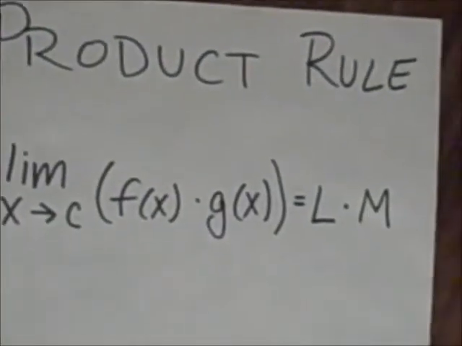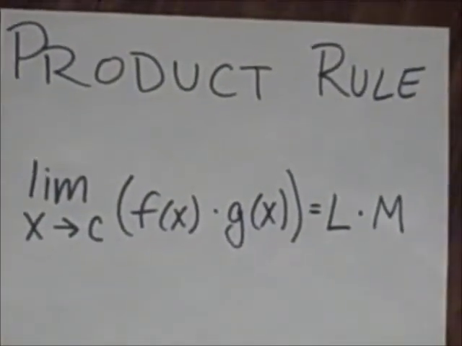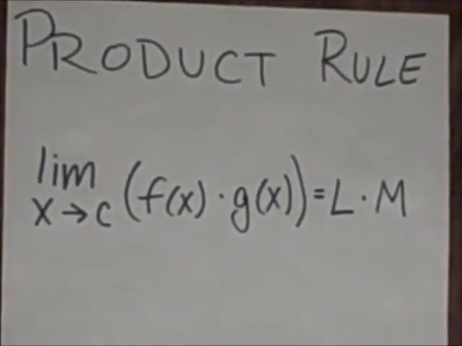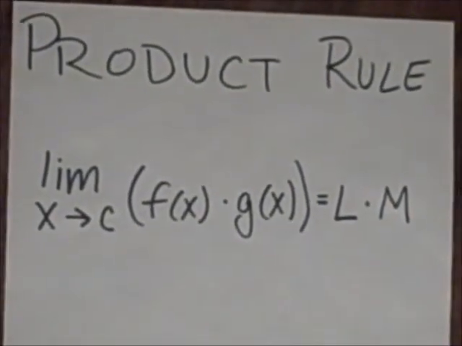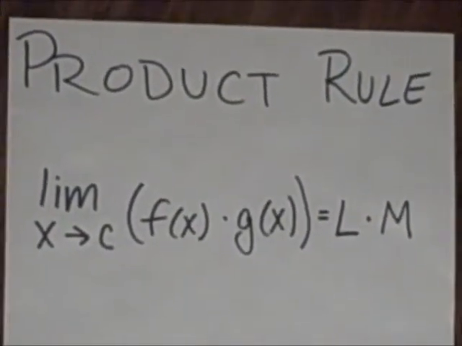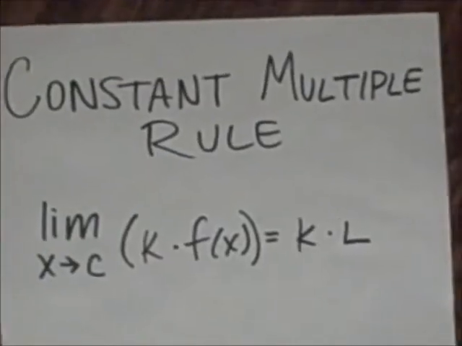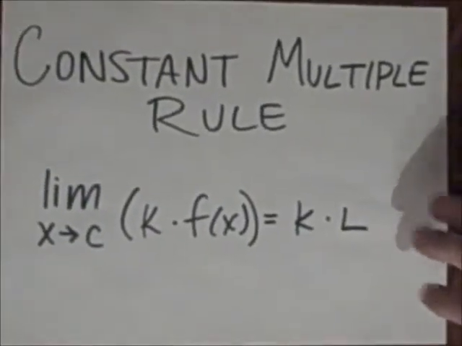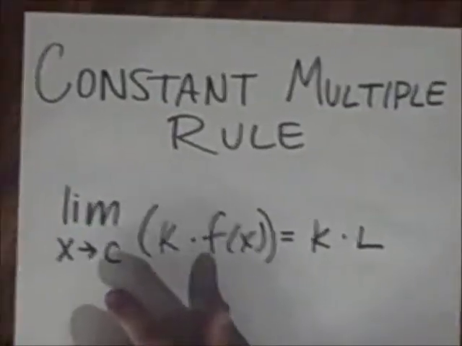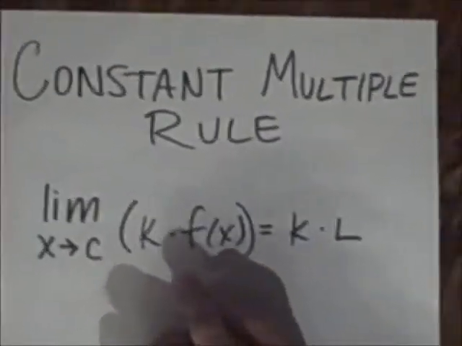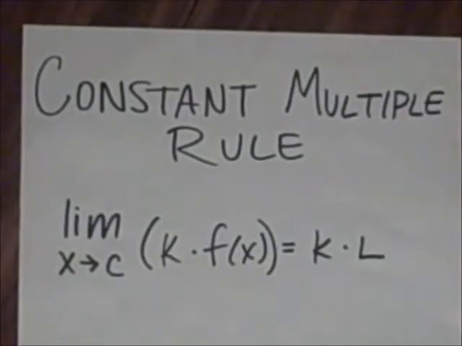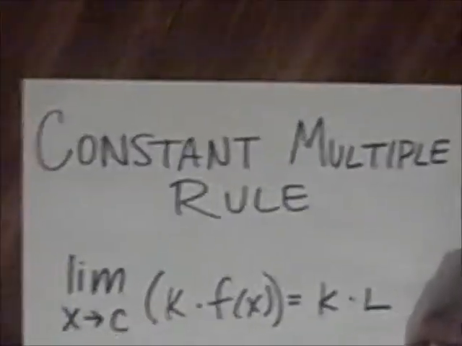The next rule we have is the product rule, and as x approaches c, the limit of f of x times g of x equals L times m. Then we have the constant multiple rule: as x approaches c, the limit of k times f of x equals k times L.